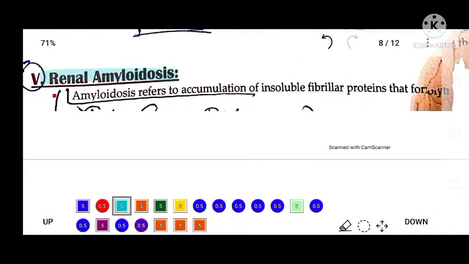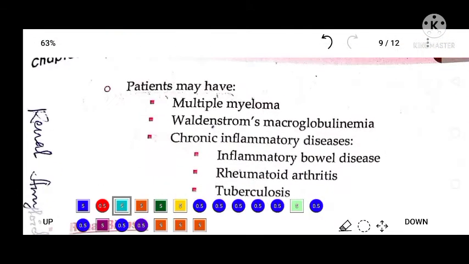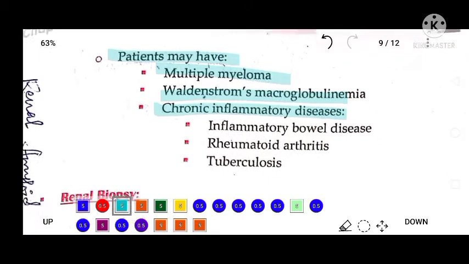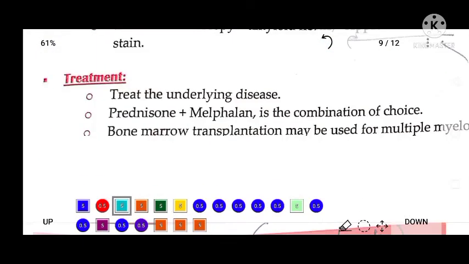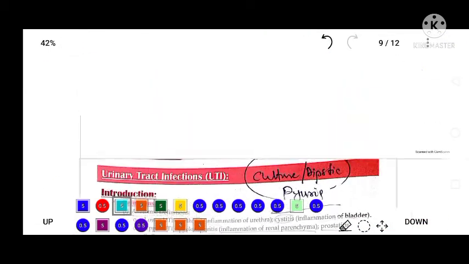And another disease is renal amyloidosis, in which amyloid protein accumulates in the kidney, and the patient may have multiple myeloma, Waldenstrom macroglobulinemia, chronic inflammatory disease, inflammatory bowel disease, rheumatoid arthritis, and tuberculosis. So, for treatment, treat the underlying cause, give prednisolone, and melphalan with bone marrow transplantation should be given. So, in this way, we can treat nephrotic syndrome.